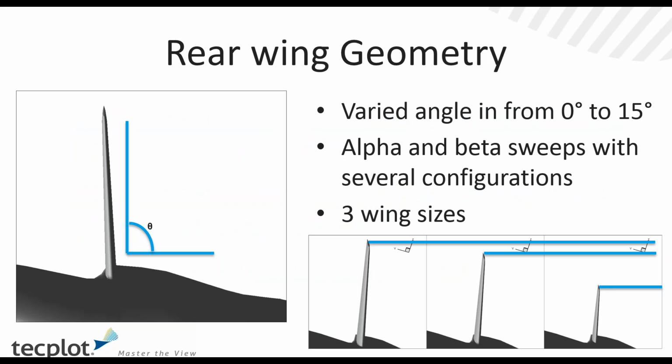So a couple of quick notes on the rear wing geometry. As I said, the two things that we varied were the angle, and the angle we're looking at here is the angle relative to the body, that we swept from effectively 0 to 15 degrees. We also did alpha sweeps. I didn't show what an alpha sweep is, but I suspect most of the people online today are familiar with looking at a sweep through alpha and beta. The other thing we looked at is overall wing size. So you can see we have the large wing, medium wing, and small wing. And we'll look at the overall output variables in terms of stability for the different configurations as part of the tutorial.